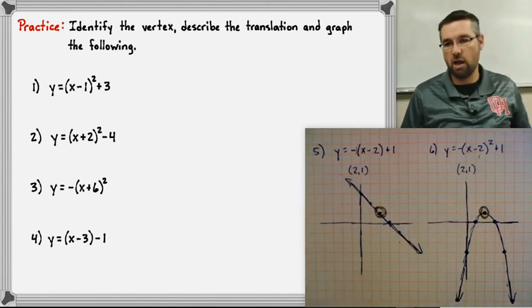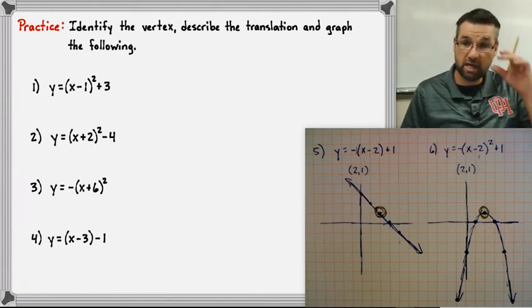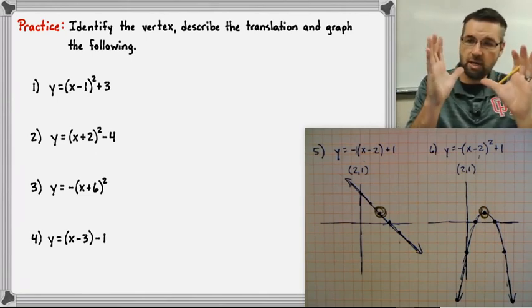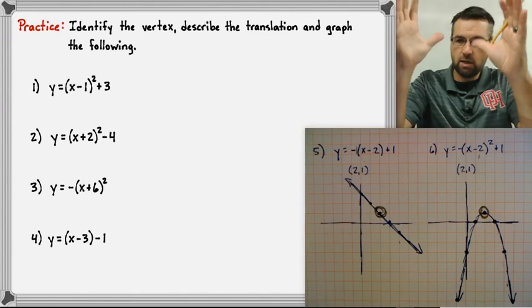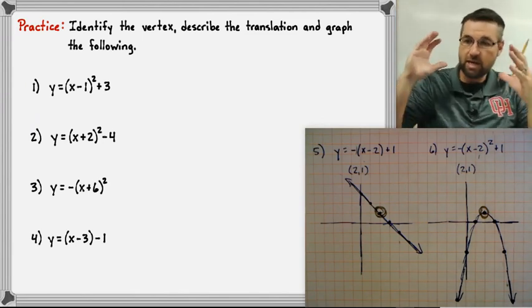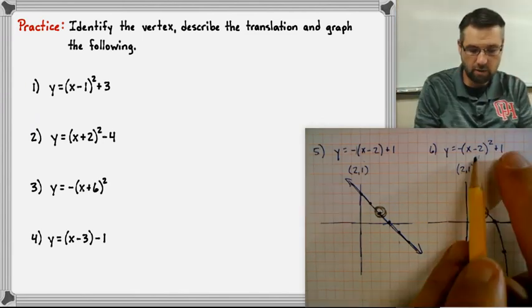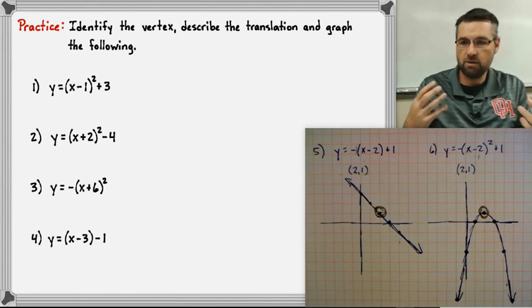Hopefully you guys have a good understanding, or a better understanding, of how to take a normal parabola and shift it around and reflect it, following the vertex and following the slope pattern.